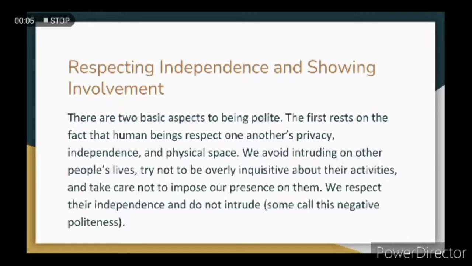Respecting independence and showing involvement. There are two basic aspects to being polite. The first rests on the fact that human beings respect one another's privacy, independence, and physical space. We avoid intruding on other people's lives, try not to be overly inquisitive about their activities, and take care not to impose our presence on them. We respect their independence and do not interrupt. Some call this negative politeness.